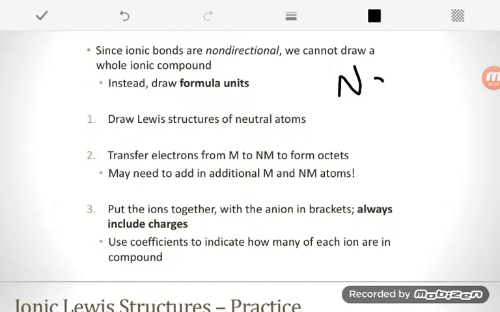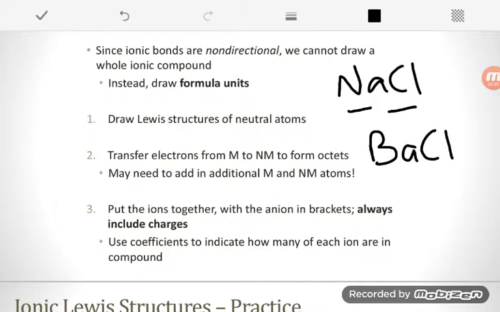So for instance, if you have NaCl, that tells you for every 1 sodium, you have 1 chlorine. That would be your formula unit. Or on the other hand, let's say you had BaCl2, barium chloride. For every 1 barium, you have 2 chloride ions. So the formula unit just shows you the lowest whole number ratio of positive to negative ions.